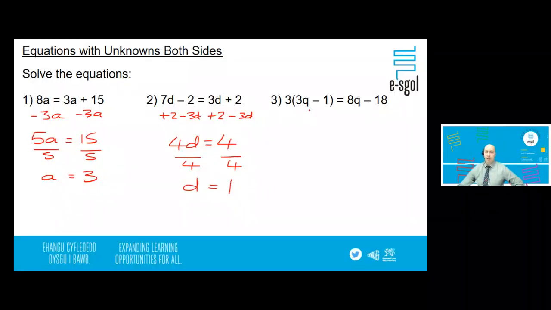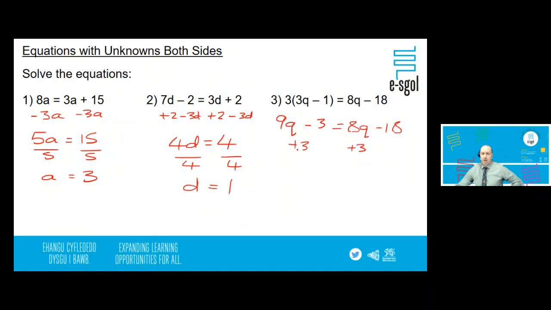This one, underneath, with these brackets, my best advice would be to expand them. 3 times 3q is 9q. 3 times minus 1 is minus 3. And then the other side remains unchanged. And then if I take a look, I'm going to try and do a similar thing to the last question. I'm going to get all my q's on this side. So I'm going to add on 3 to both sides of the equation, add 3. But at the same time, I'm going to take away 8q. So I know this is a little bit messy. I'm going to take away 8q both sides. And then straight away, 9q take away 8q gives me just q. This 8q is gone, that minus 3 is gone. And I'm left with minus 18 add 3.